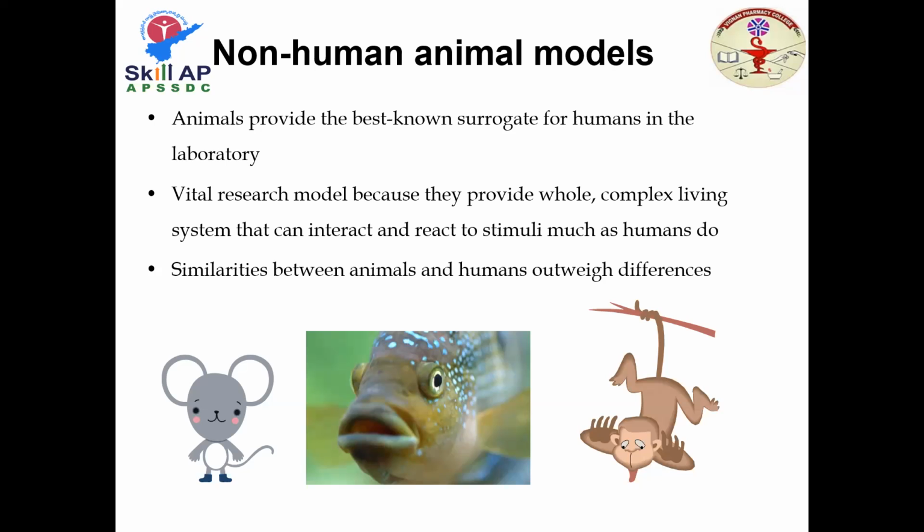They are a vital research model because they provide the whole complex living system that can interact and react to stimuli as humans do. As we react to n number of compounds, they also have the capacity to interact. Similarities between animals and humans outweigh the differences. The similarities are major in number compared to the differences. That is why we are going for animal studies, and we evaluate on specific animals, not on all the animals available on the planet.